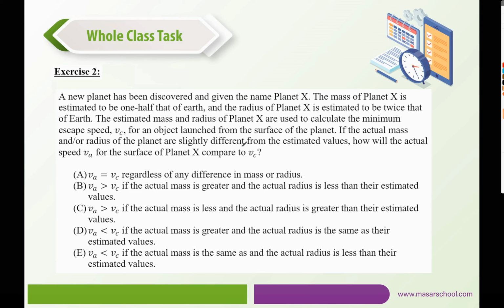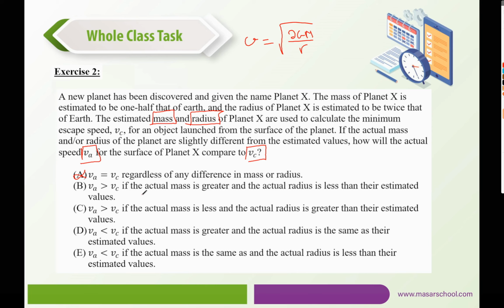So based on our estimations, we have determined Vc, but the actual speed Va, which is the escape speed, is given by Va, and remember that the escape speed is given by the square root of 2GM divided by r. We need to determine how Va compares to Vc based on the given reason. They're telling us that based on what? Based on the mass of the planet and the radius of the discovered planet. Now, Va is equal to Vc regardless of any difference in mass or radius. This is wrong because we know that the escape speed depends explicitly on m and r.